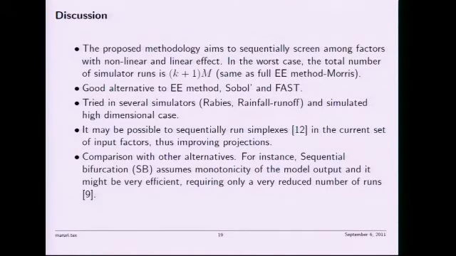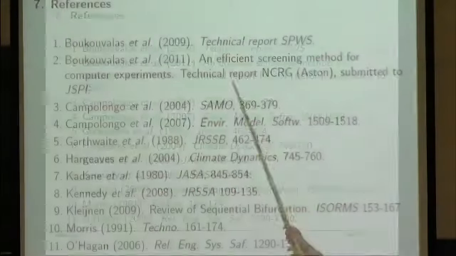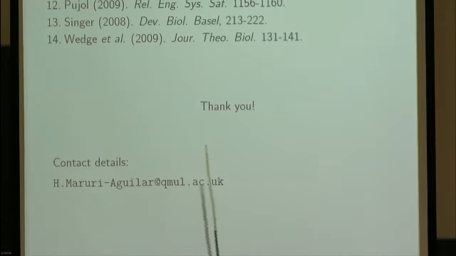And also, subject of future work is comparison with other alternatives, as has just been pointed out by Jack. This alternative called sequential bifurcation might be a little bit restricting, but we'll need to talk about that, Jack, because that requires some monotonicity. Now, most of this is in this report, which has been submitted recently, and the original paper by Morris. And, well, I think that's all. Thank you.